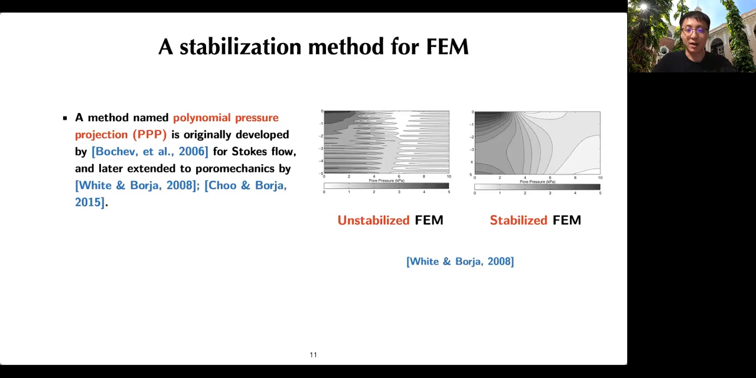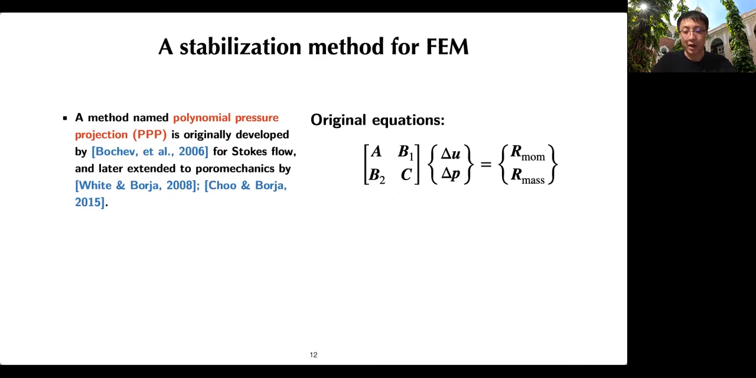let's have a look at a stabilization method for FEM. This method is called polynomial pressure projection, or PPP. It was originally developed for Stokes flow and later extended to poromechanics. In the right two figures, the unstabilized FEM shows heavy oscillation in the pressure field, while stabilized FEM gives a smooth pressure field. Now, let's have a look at the mechanism of this method.